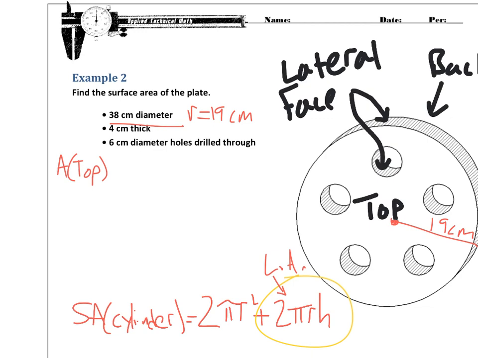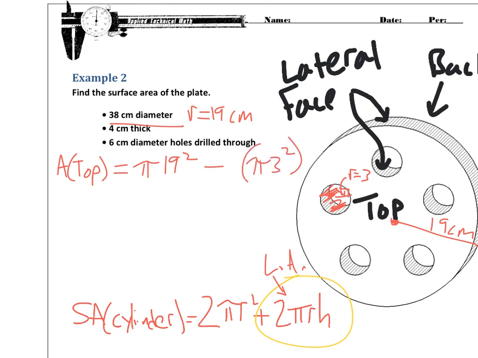The full circle there would have an area of pi r squared, so it would be pi times 19 squared. However, we don't want the full area. We've got to cut out these little holes. And the holes have a 6 centimeter diameter, so the radius is 3. So we're going to subtract the area of that small circle, and the small circle is pi times 3 squared.